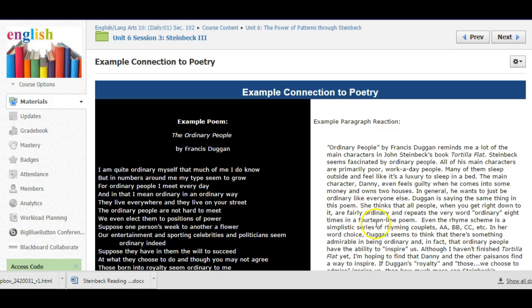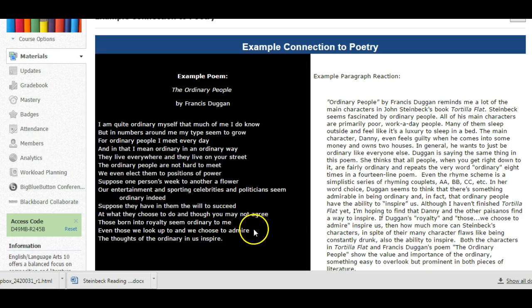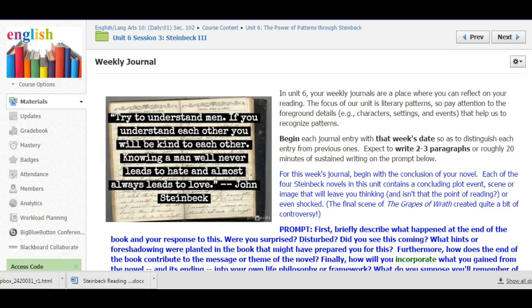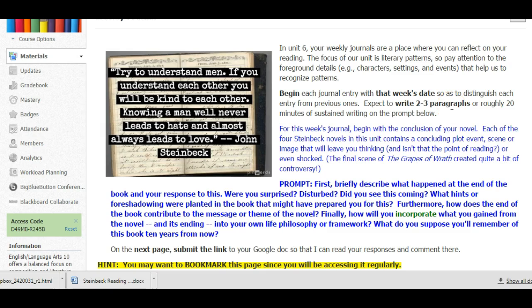There is an example here provided for you on the idea of ordinary people that connects to the book Tortilla Flat. Ordinary people who go around living their lives, nothing special, that's what's special. So here's an example paragraph you can follow, and that's what you'll turn in for your second assignment. Your third assignment then will be your weekly journal.